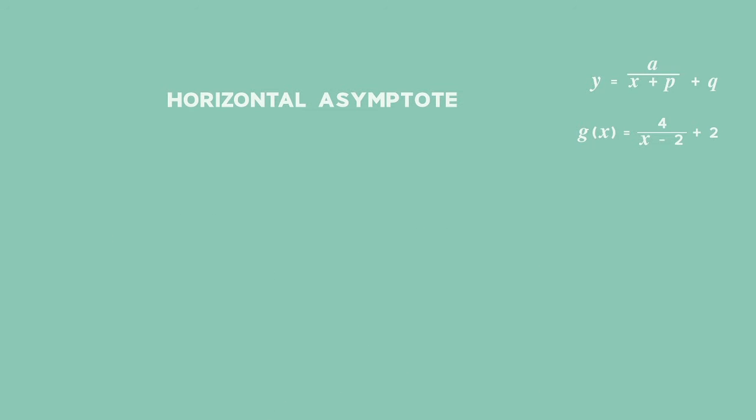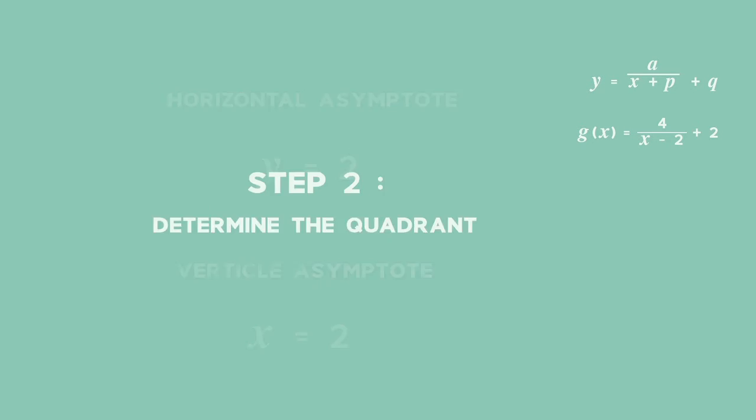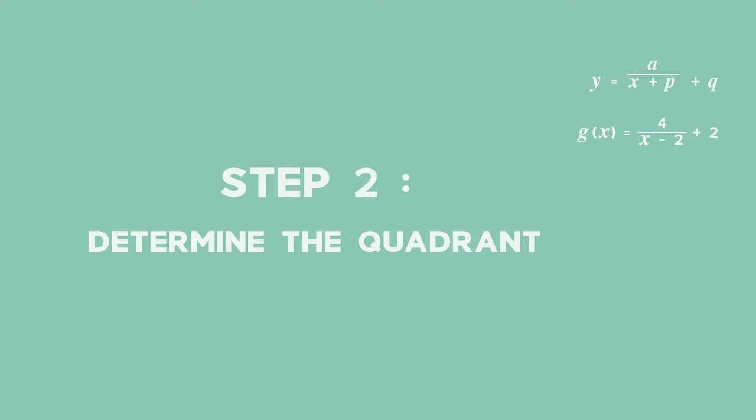The horizontal asymptote is the line y is equal to q, and the vertical asymptote is the line x is equal to negative p. Your asymptotes in this case are y is equal to 2 and x is equal to 2. The second step is to determine which quadrant our graph is in.